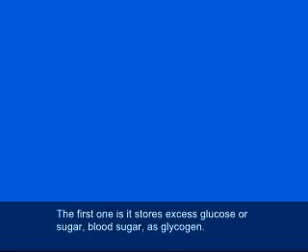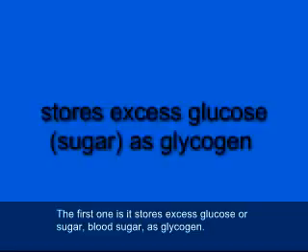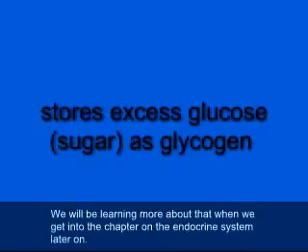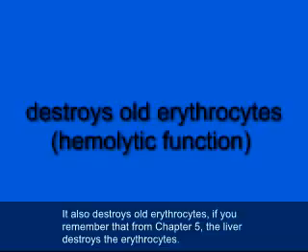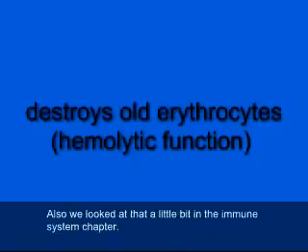And the liver has three major functions. The first one is it stores excess glucose or sugar, blood sugar, as glycogen. Glycogen is G-L-Y-C-O-G-N. We'll be learning more about that when we get into the chapter on the endocrine system later on. It also destroys old erythrocytes, if you remember that from chapter 5. The liver destroys the erythrocytes. Also, we looked at that a little bit in the immune system chapter.